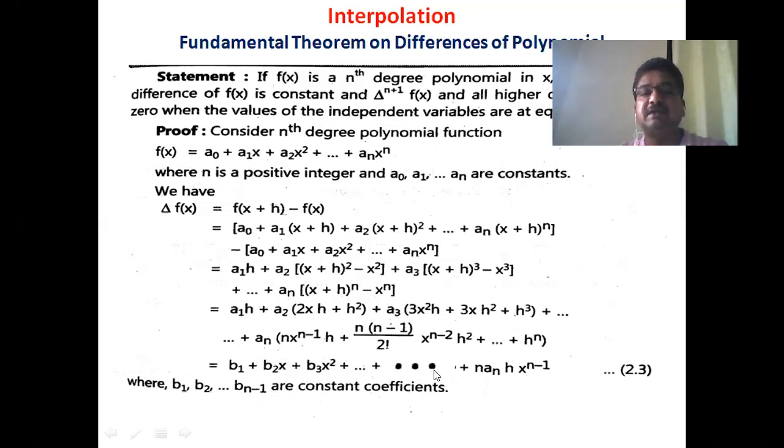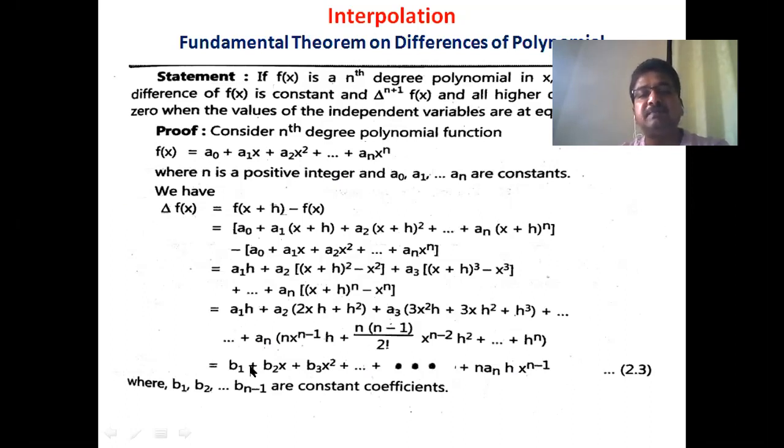So observe this delta fx. This is again a polynomial in x of degree n minus 1. fx is a polynomial of degree n. Delta fx is a polynomial of degree n minus 1. That is, the degree of the polynomial is reduced by 1. Similarly, delta square fx is a polynomial of degree n minus 2. In this way, delta cube fx is a polynomial of degree n minus 3. In this way, we have to find delta raised to n fx.